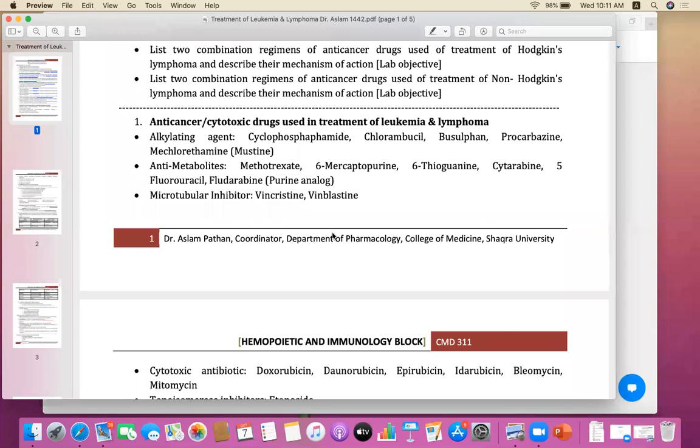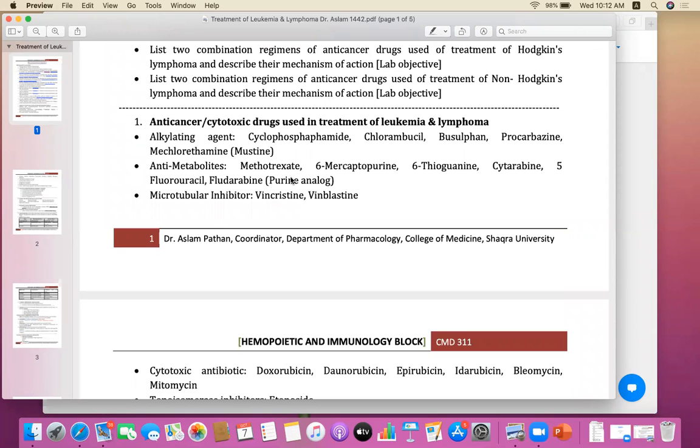Therapeutics of Leukemia and Lymphoma. Yesterday we discussed the drugs which are used in the management of leukemia.